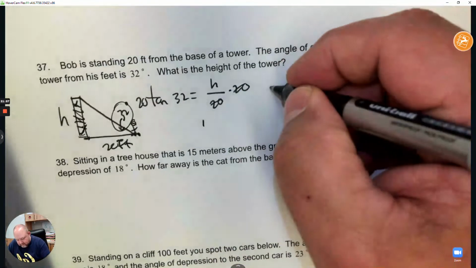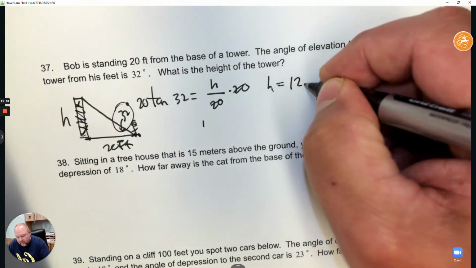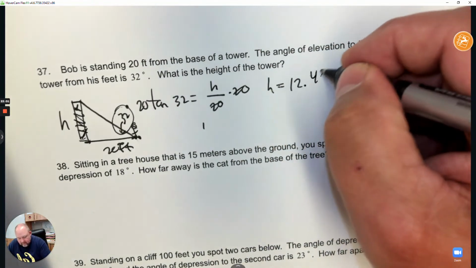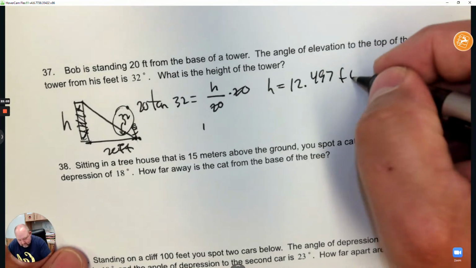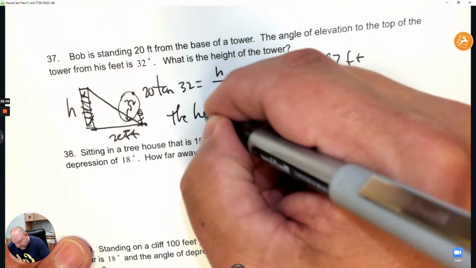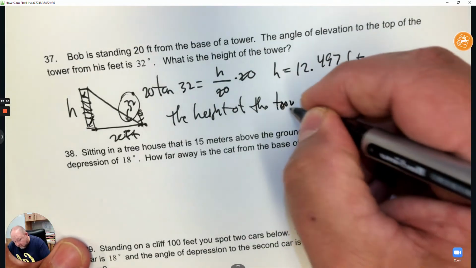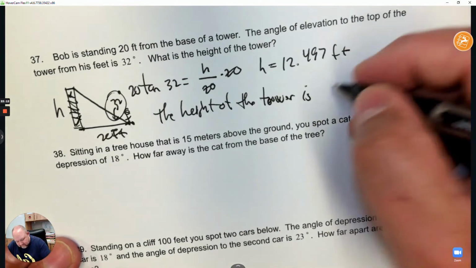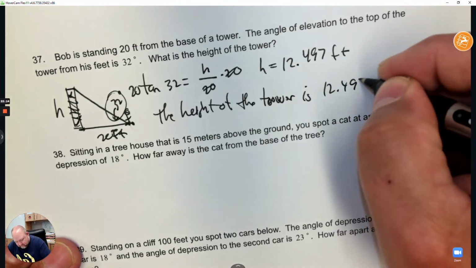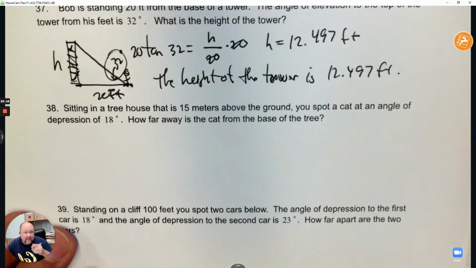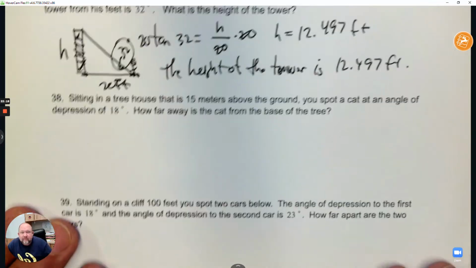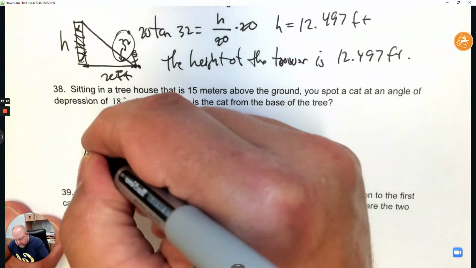And that gives me 12.497 feet. It's a short tower. Sitting in a treehouse.